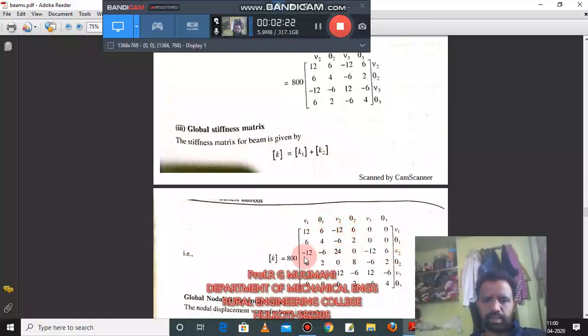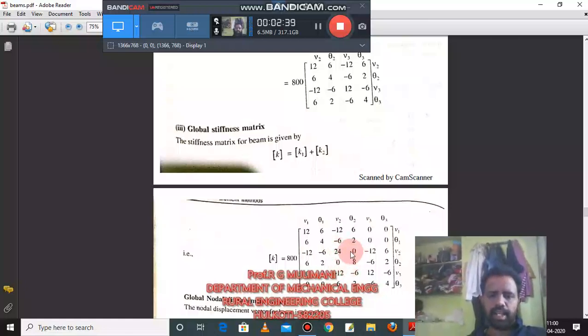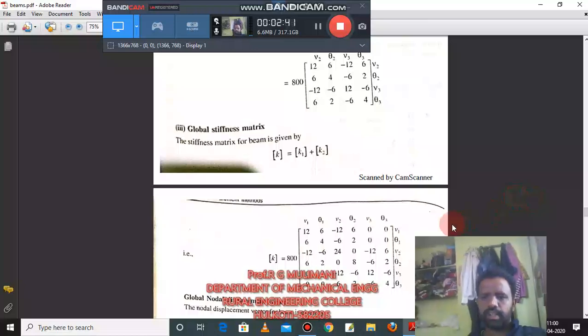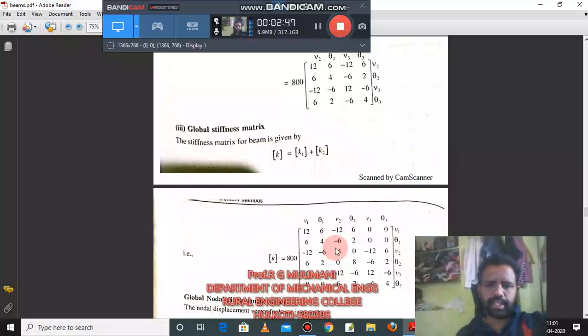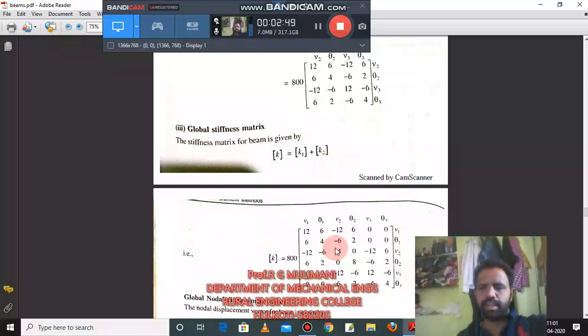The first 4 by 4 matrix is of element 1. Then this one is of element 2, and there the stiffness matrix values overlap from element 1 and element 2. It is added there. You already know how to do this. You already solved finding the global stiffness matrix in the bars and trusses problems.